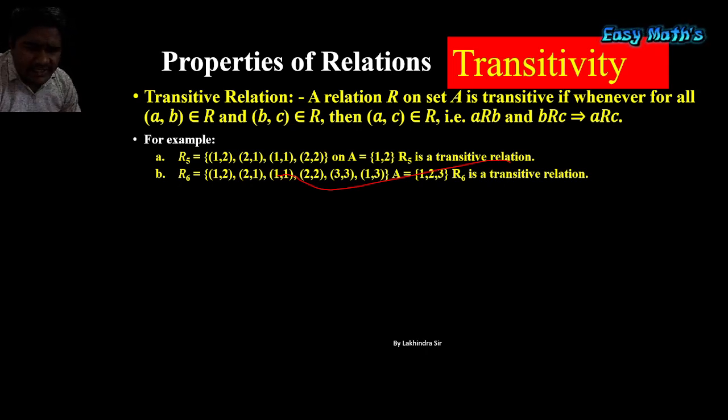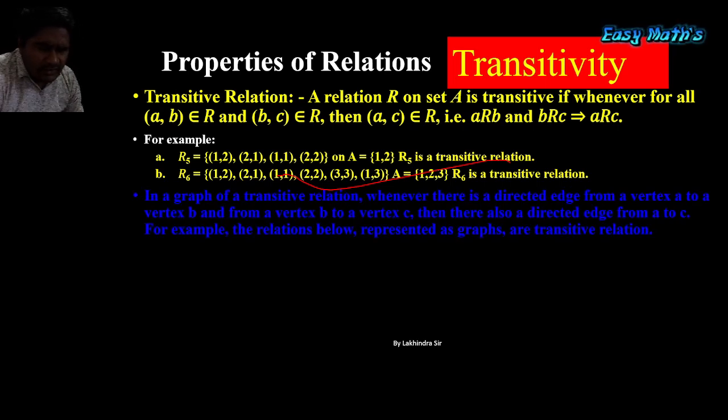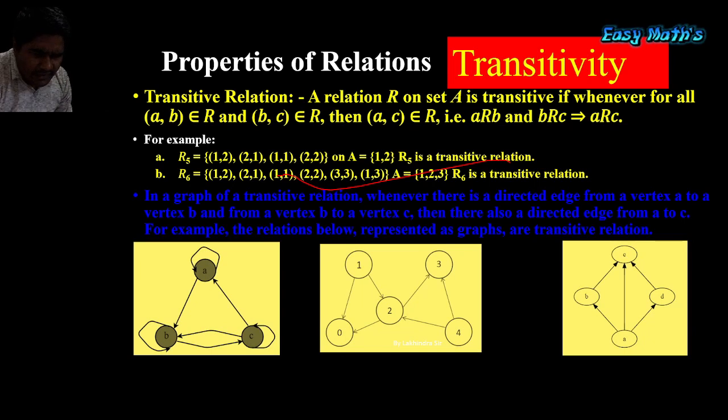When we move to represent a transitive relation in a graph, whenever there is a directed edge from a vertex A to a vertex B, and another from vertex B to a vertex C, and then there is also a directed edge from A to C, then that type of relation graph is said to be a transitive relation. Now let's go through an example like this. Here, from A going to B, and from B going to C, and in the same way C is going back to A. That's why this is a type of transitive relation.